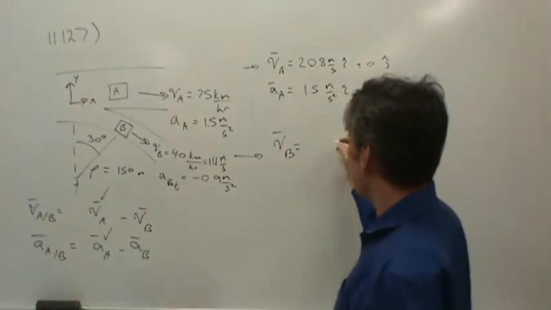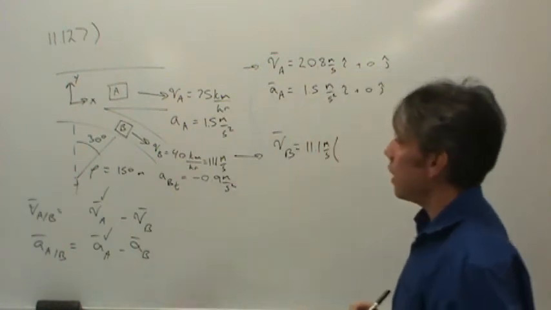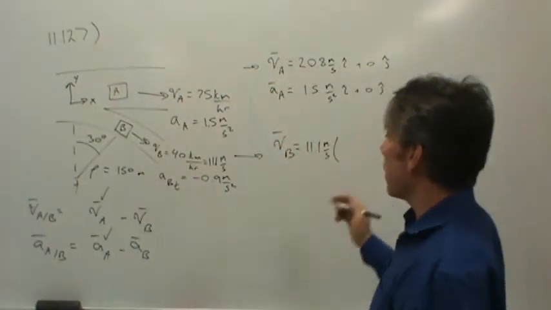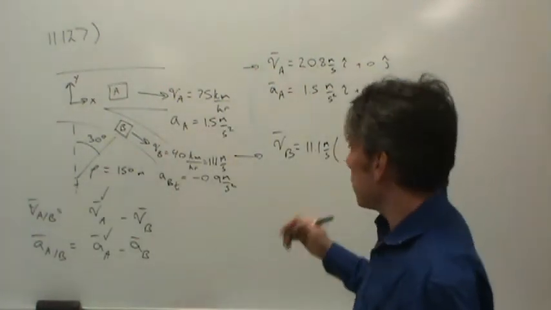Well, what do we need to do with that? Well, the 11.1 meters per second should be resolved into two components. There's going to be an x component. And how do I figure out whether I use sine or cosine? Triangle. Use a triangle, that's right. Just draw it down here.